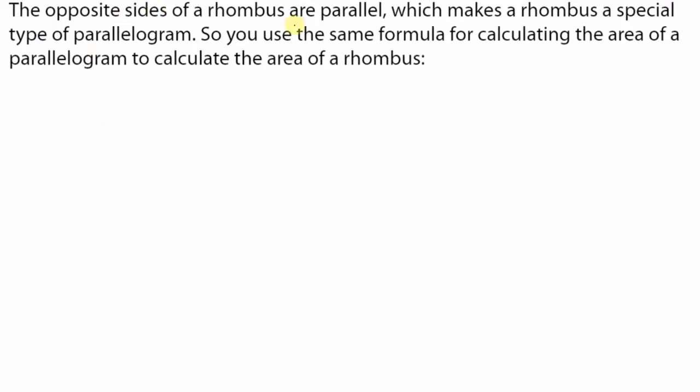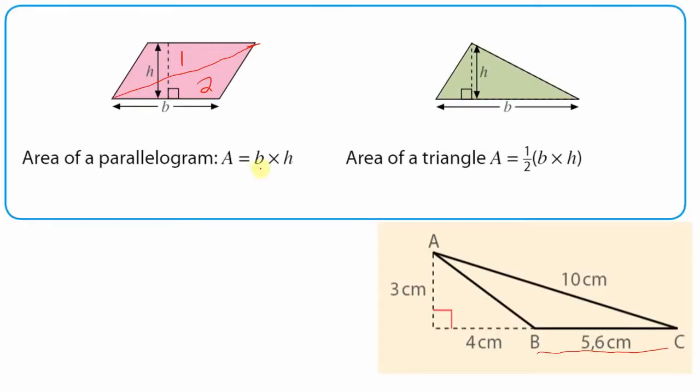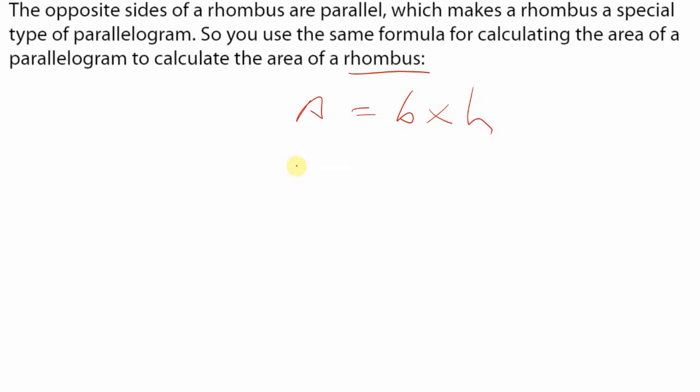The opposite sides of a rhombus are parallel, which makes a rhombus a special type of parallelogram. So you use the same formula for calculating the area of a parallelogram to calculate the area of a rhombus. So the area of a rhombus is also therefore breadth times height, like we had here, breadth times height.